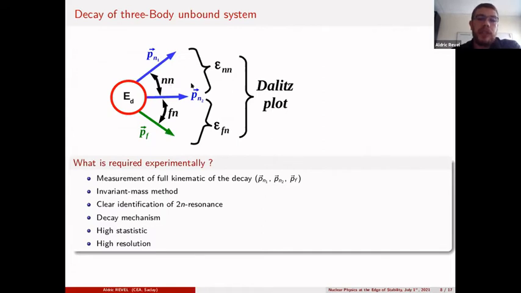So usually we compute those epsilon nn and epsilon fn variables that can be understood basically as a fraction of the total energy which is taken by the 2 neutrons for epsilon nn, or by the fragment plus 1 of the neutrons for epsilon fn. And of course, we want to have as much statistics as possible and the best resolution possible.